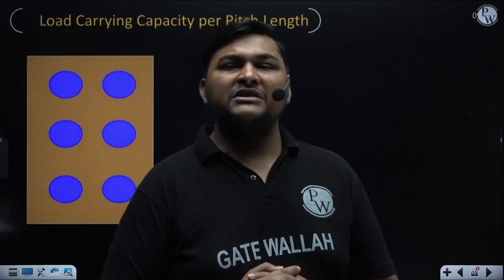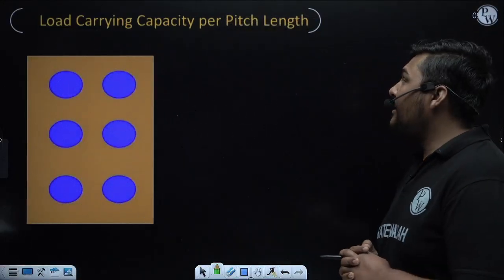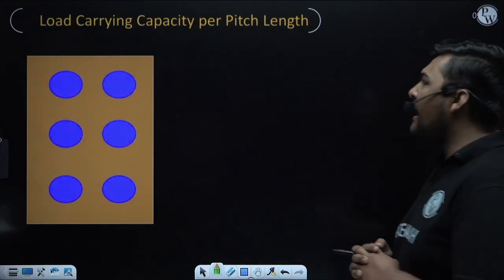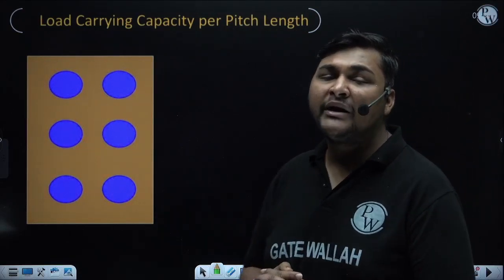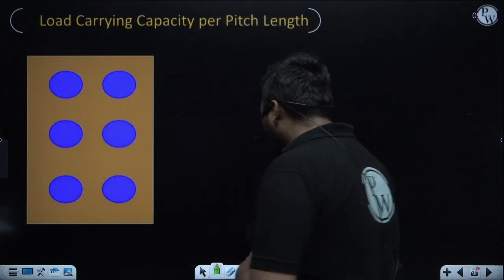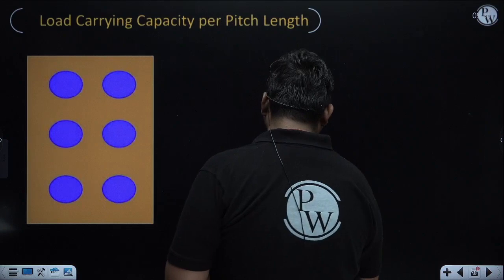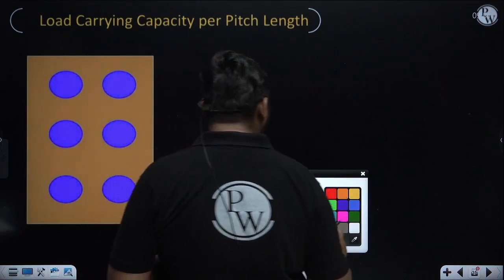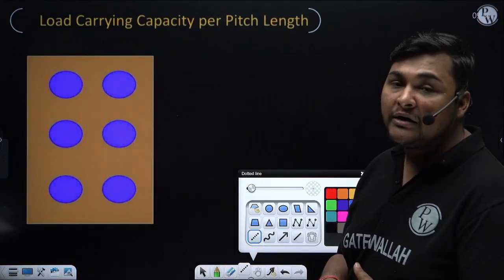So students, now we'll discuss one important concept, that is load carrying capacity per pitch length. I am discussing this concept for the case when the number of rivets in each row are the same. Now what is the meaning of load carrying capacity per pitch length? I am not talking about total load carrying capacity, I am talking about load carrying capacity per pitch length.